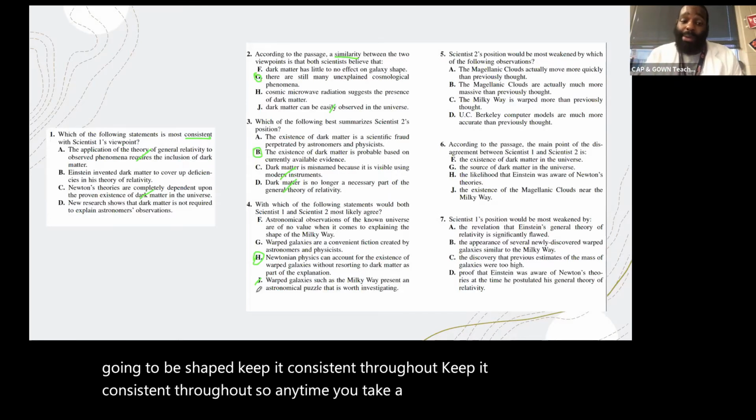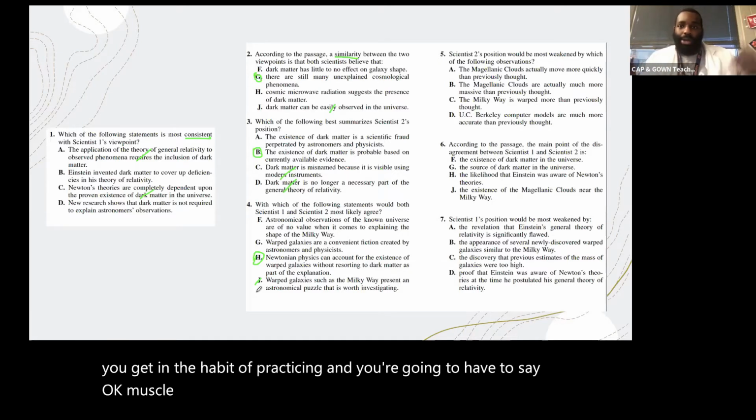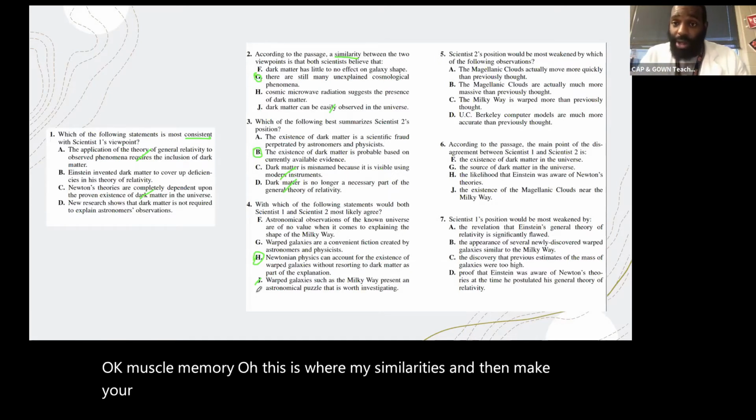That way you get in the habit of practicing and you get in the habit of saying, okay, muscle memory. Oh, this is what my similarities are, and then it makes your job a little bit quicker. It'll make it a lot quicker for you. Let's look at number 5.